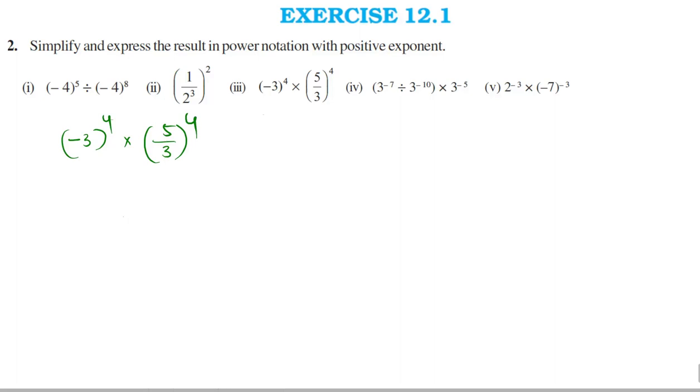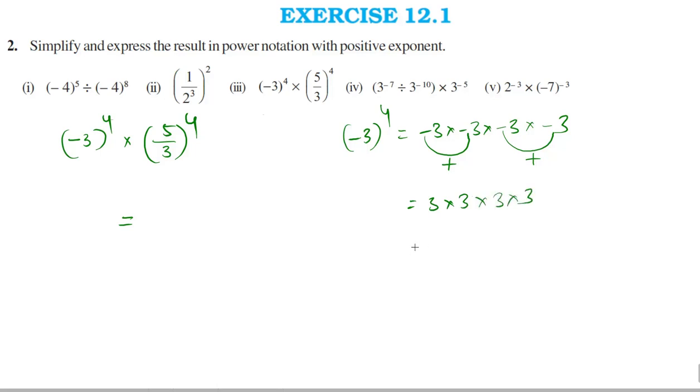Now this is equal to negative 3 whole to the power of 4. You see here, negative 3 whole to the power of 4 equals negative 3 into negative 3 into negative 3 into negative 3. Here minus into minus is plus, here also minus into minus is plus. In both cases we will get plus here and plus here. So we can ignore these minus symbols. So 3 into 3 into 3 into 3 is equal to 3 to the power of 4.